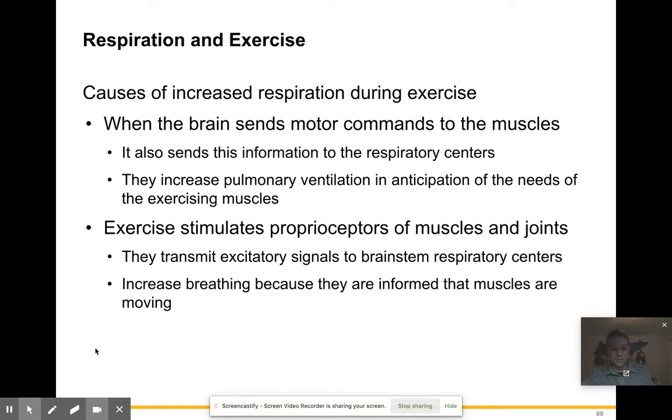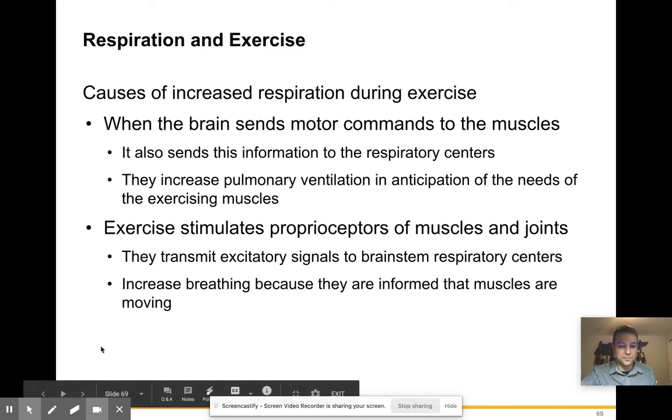Proprioceptors are receptors that allow you to know where other parts of your body are, right? When you're running, you want to know where your feet are in relationship to your other foot. You want your left foot to know what your right foot is doing, and so on and so forth, so that you can do the proper exercise, the proper movements that you want to do.